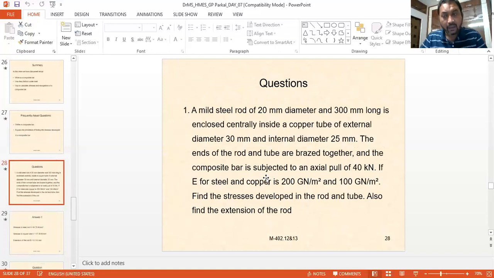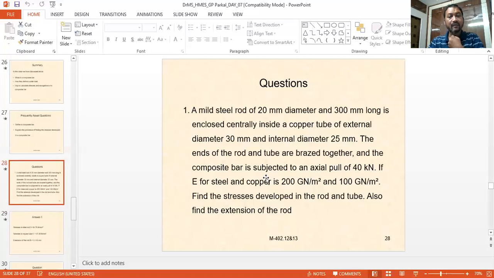Now, for your practice also, we have given problems on the composite bars, and when you work out these problems, you will better understand the concept of stresses developed, and also the elongation of the composite bars. So here the problem is given.